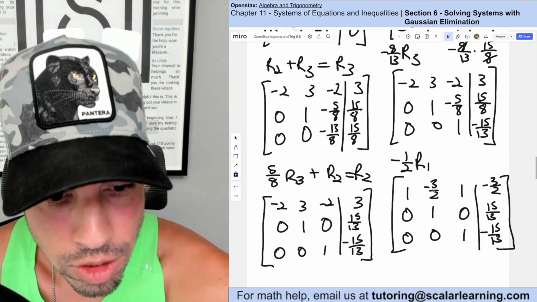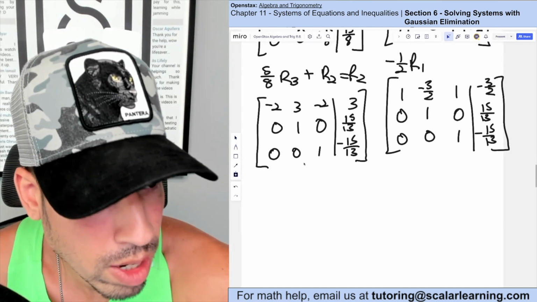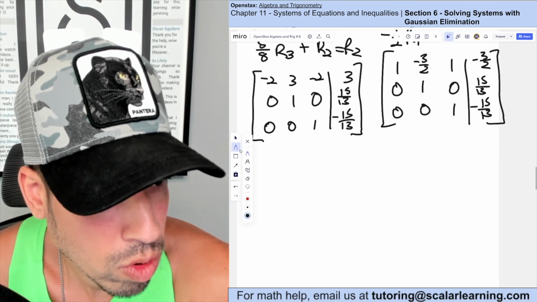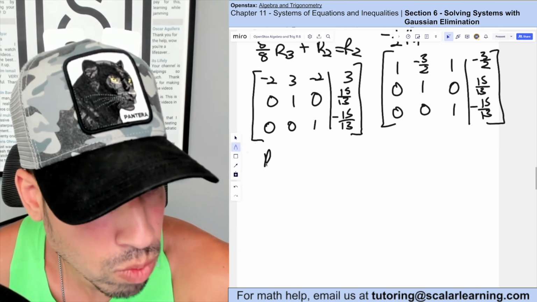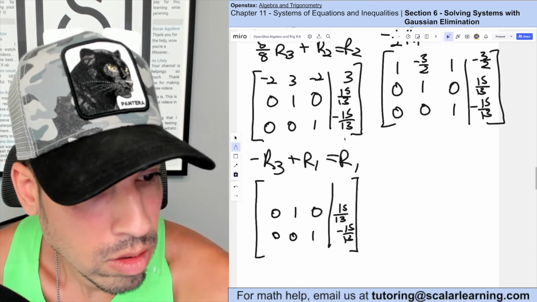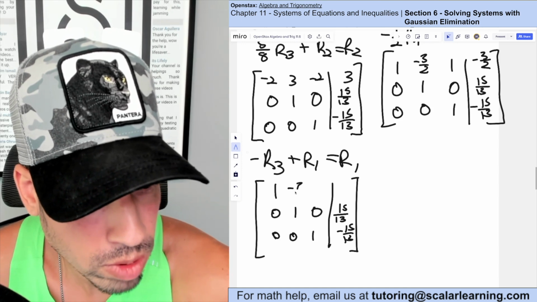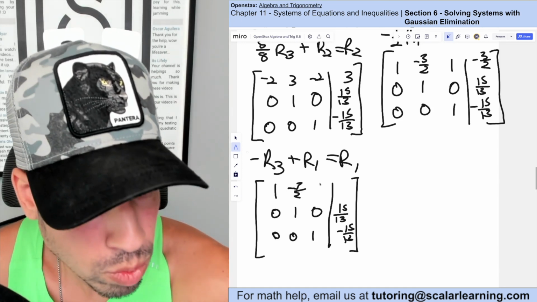Great. Now I've got to zero this out and that out. So first let's zero this out, because I can do that by multiplying row 3 by negative 1 and adding it to row 1 to get a new row 1. So we got 0 plus 1 is 1. 0 plus negative 3/2 is negative 3/2. And then negative 1 plus 1 is 0.